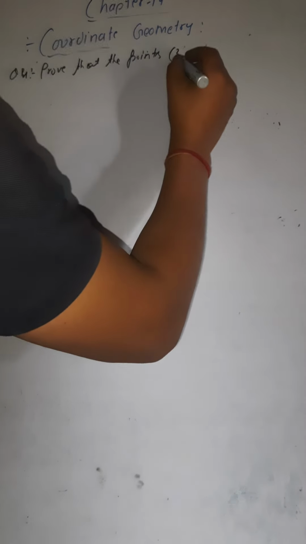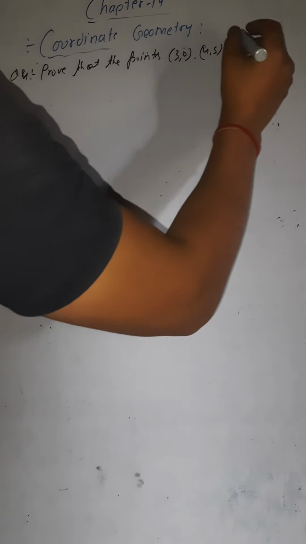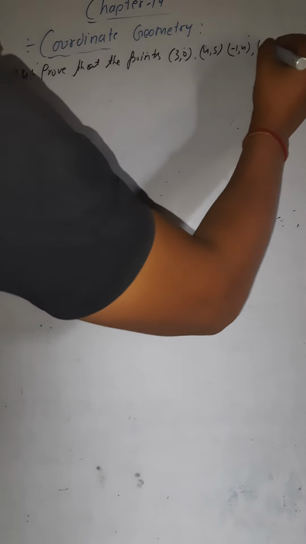Now the next question for today. And the question is, prove that the points taken in order form a rhombus and find the area. Again, it's an R.D. Sharma question. Question number 4. Prove that the points 3, 0, next one is 4, 5, and next one is minus 1, 4, and one more point, that is minus 2, minus 1. These are the 4 points. Taken in order, form a rhombus.